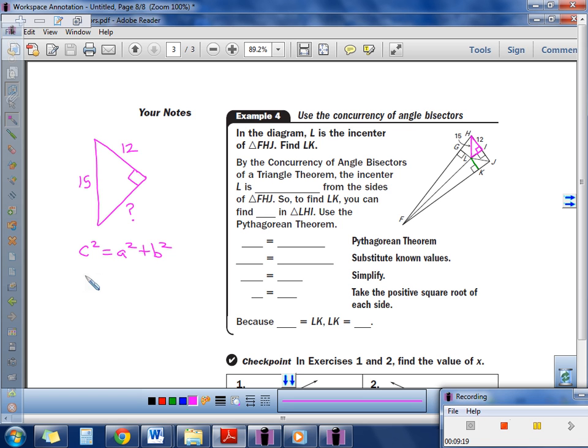So, what goes in for C? 15. We always put the longest piece in for C. 15 is the hypotenuse. It's the longest piece. Definitely goes in for C. We'll do A is 12, and B we'll say is our unknown piece. We'll call it X. What's 15 squared? 225. 12 squared is 144. Then we have X squared. We got to do a little algebra to get X alone. What should we do? Subtract 144.